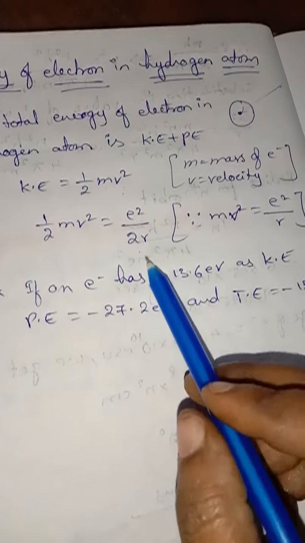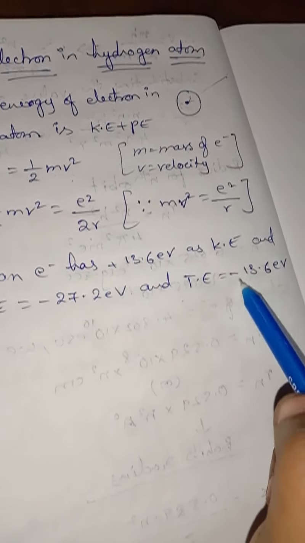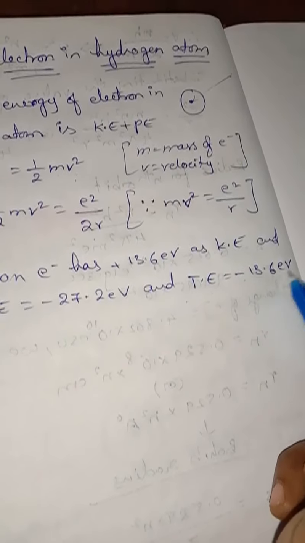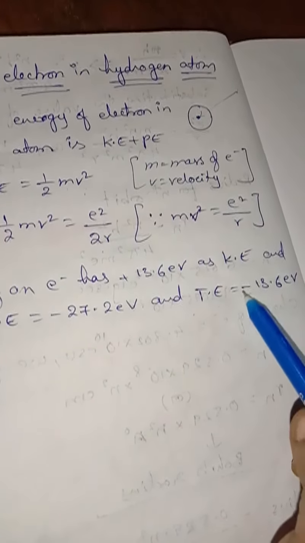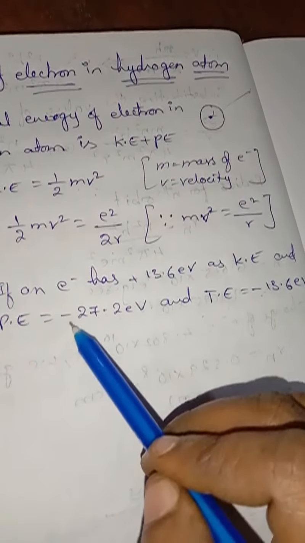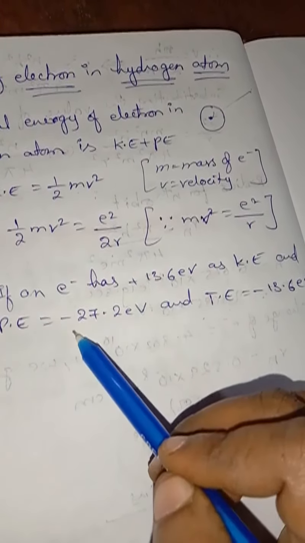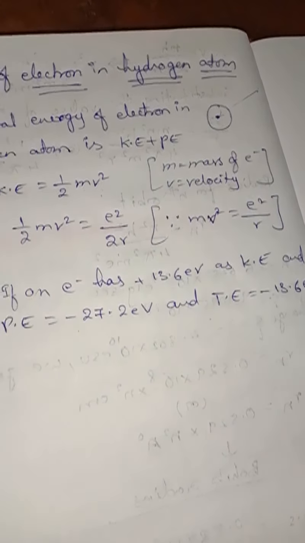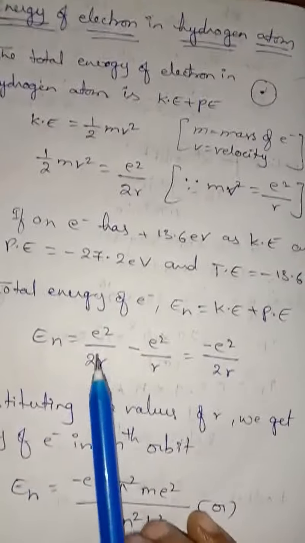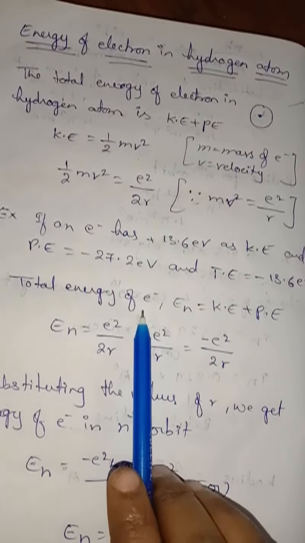So then what is the total energy? Total energy will be minus 13.6 electron volts. So every time we are going to get the total energy in minus sign. Minus 27 plus 13 means what? Minus 13.6 we are going to get. So look at here, children, the total energy of an electron.